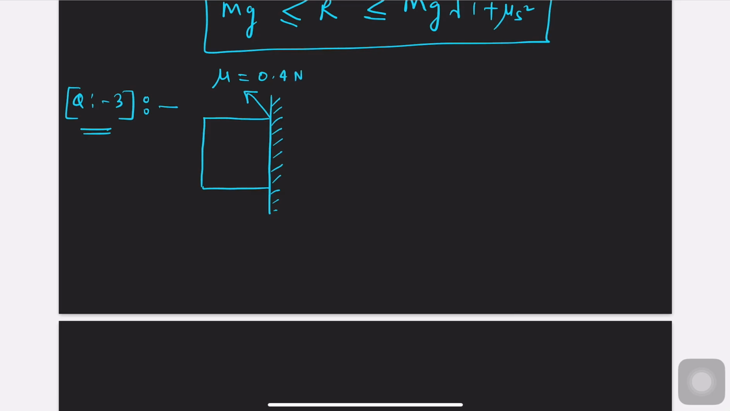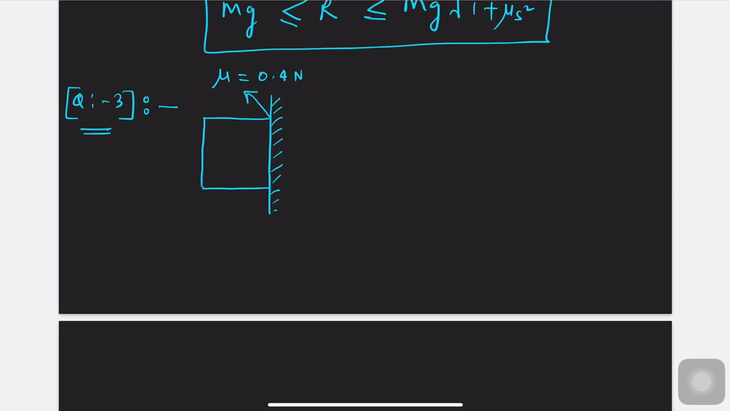Sometimes, guys, in problems you will see a situation where they will not give you mu s and mu k separately. They will give you a single value. So guys, we can treat this value as our mu s, and we will treat this value as our mu k also.